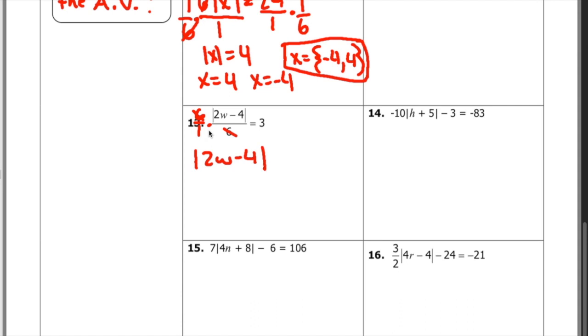Well, whatever I do to one side, I do to the other. I multiply by 6 over here, so this is going to be set to 18. So that means I'm now going to set 2w minus 4 equal to 18, and 2w minus 4 equal to negative 18. So I'm just going to do that right here.